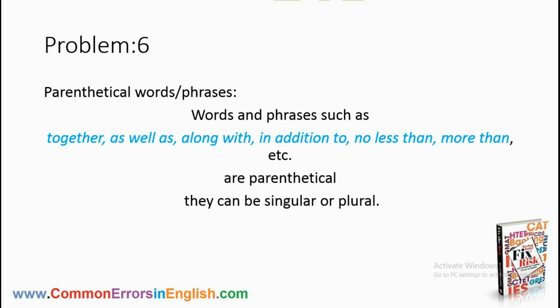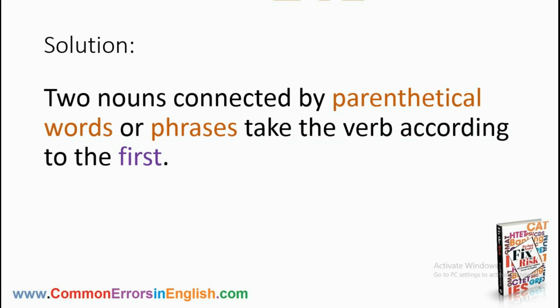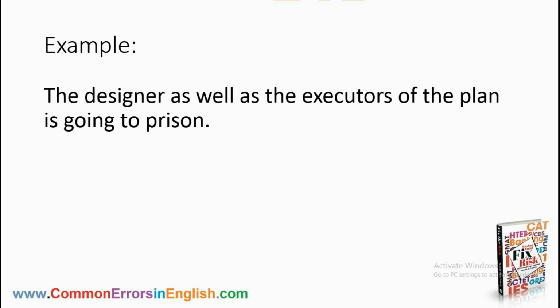Problem number 6 is created by parenthetical words and phrases. There are some words and phrases like together with, as well as, along with, in addition to, no less than, more than, etc., which are parenthetical because they are an additional information. That's why they are called parenthetical, and they create problem because they can be singular or plural. The solution is simple. Two nouns connected by parenthetical words or phrases take the verb according to the first subject. For example, the designer as well as the executors of the plan is going to prison.